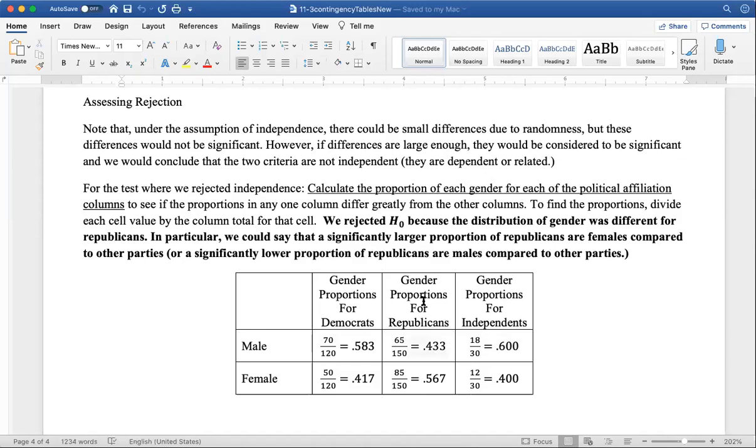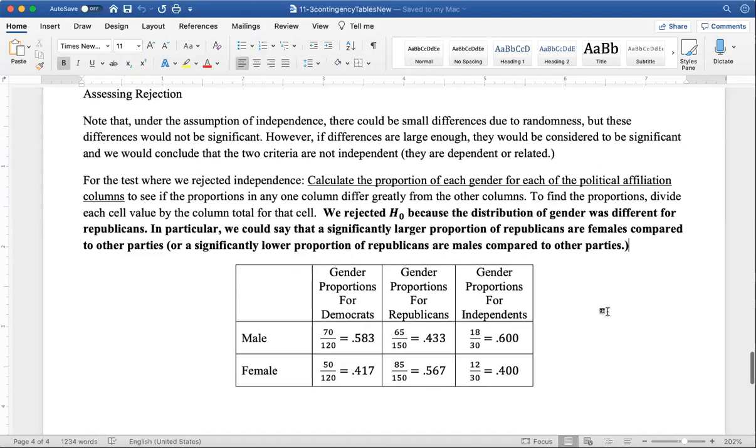Okay, we rejected H0 because the distribution of gender was different for Republicans. In particular, we would say that a significantly larger proportion of Republicans are females compared to other parties, or a significantly lower proportion of Republicans are males compared to other parties. That would be what we would say regarding why we ended up rejecting.